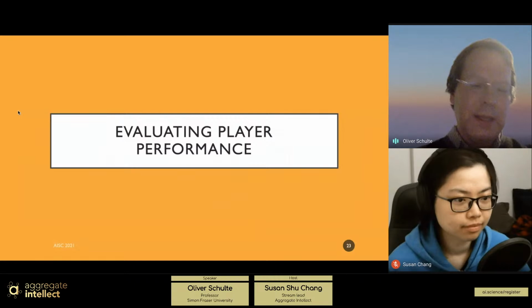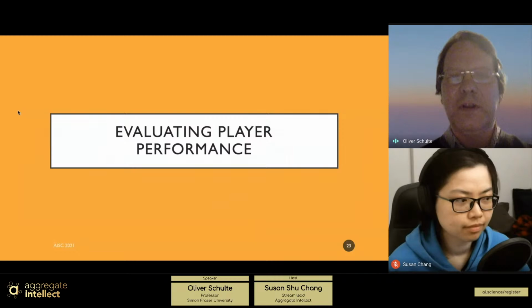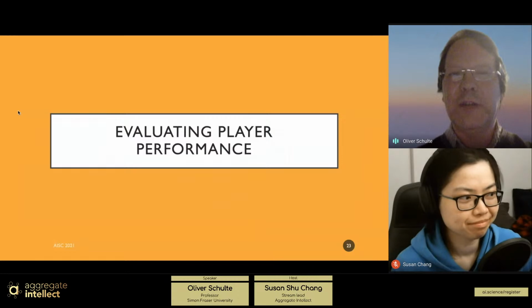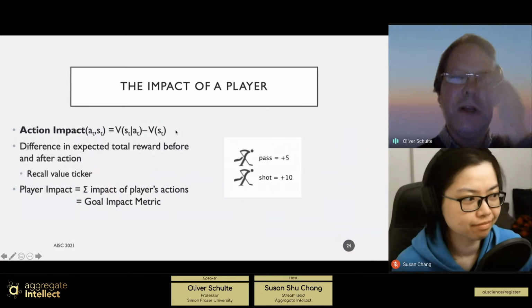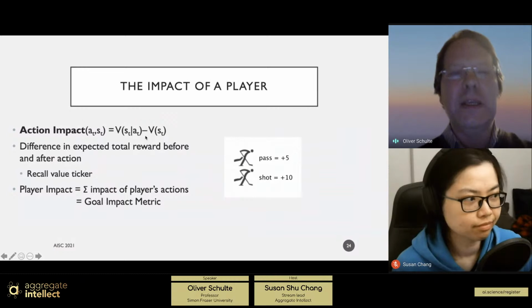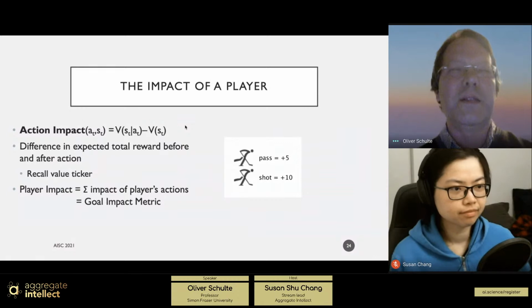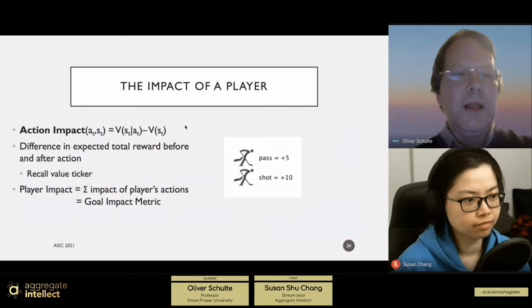Okay, so in the last section, I wanted to give an example of what you can do with a value function. And as I mentioned in the beginning, the main application we're targeting is evaluating player performance. So once you have the value function, you can define the impact of an action, and it's going to be the difference between your chance of success given the action versus what your chance of success was before the action. This is also known as the advantage of the action in RL. And so this allows you to measure the impact of an action.